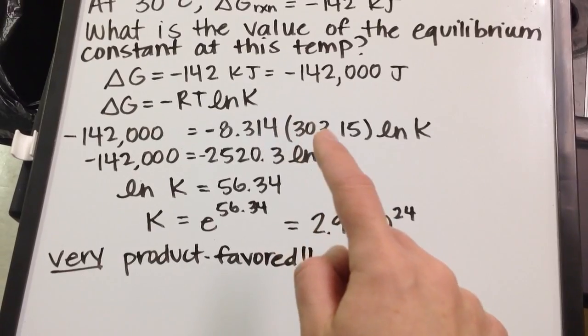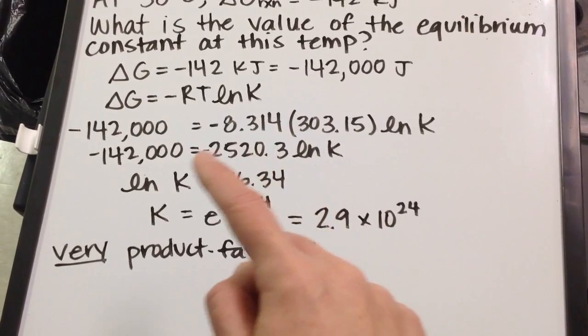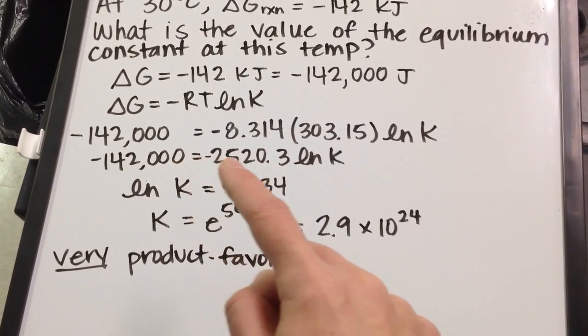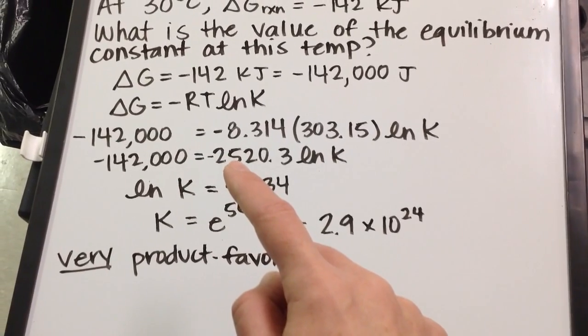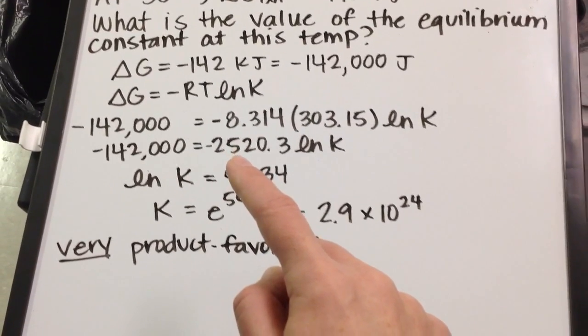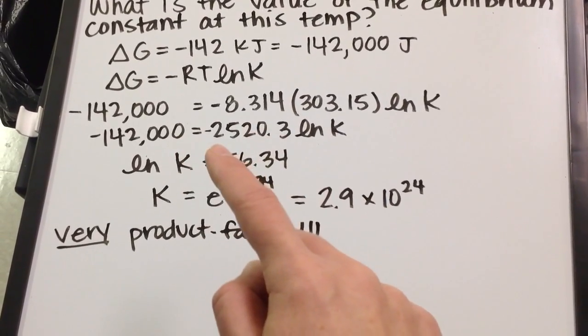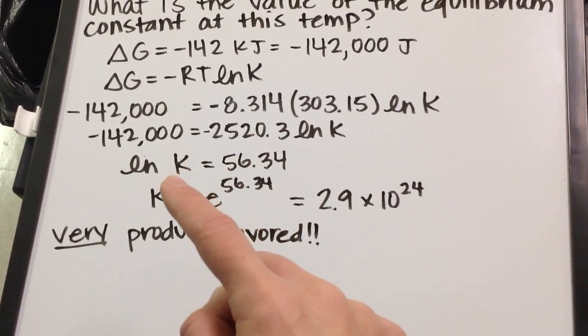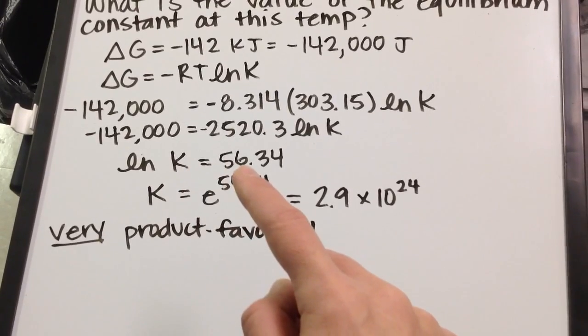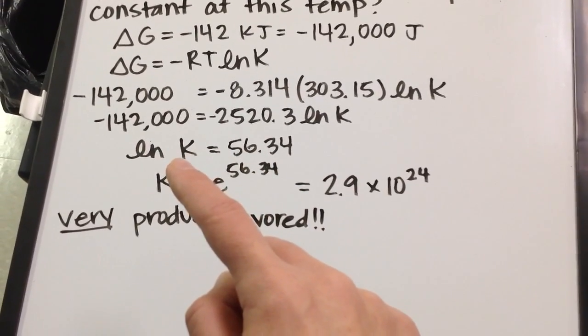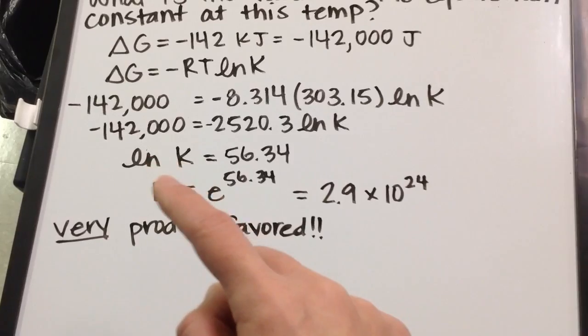All right, so we multiply these two values together. So negative 142,000 is equal to negative 2,520.3 times the natural log of K. So that means when we do our condensing, natural log of K is equal to 56.34. How do we get rid of a natural log? We raise e to that side, right?